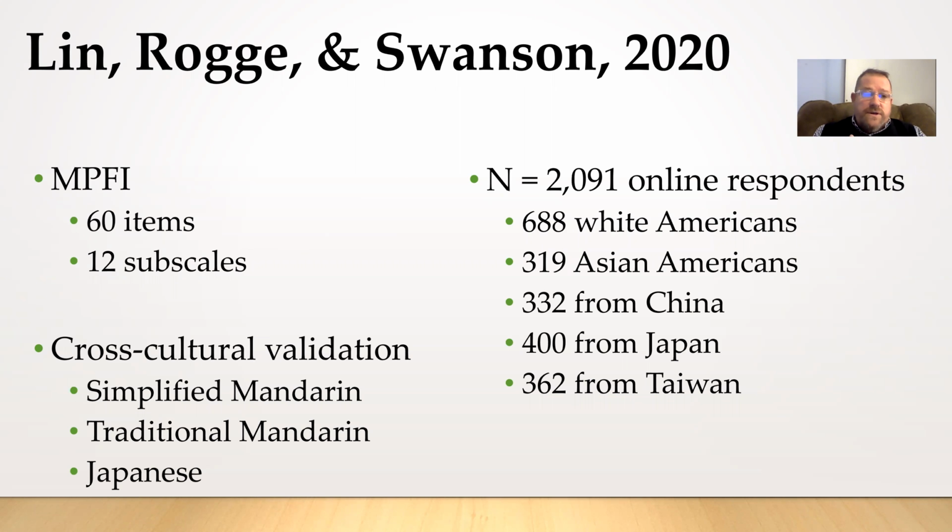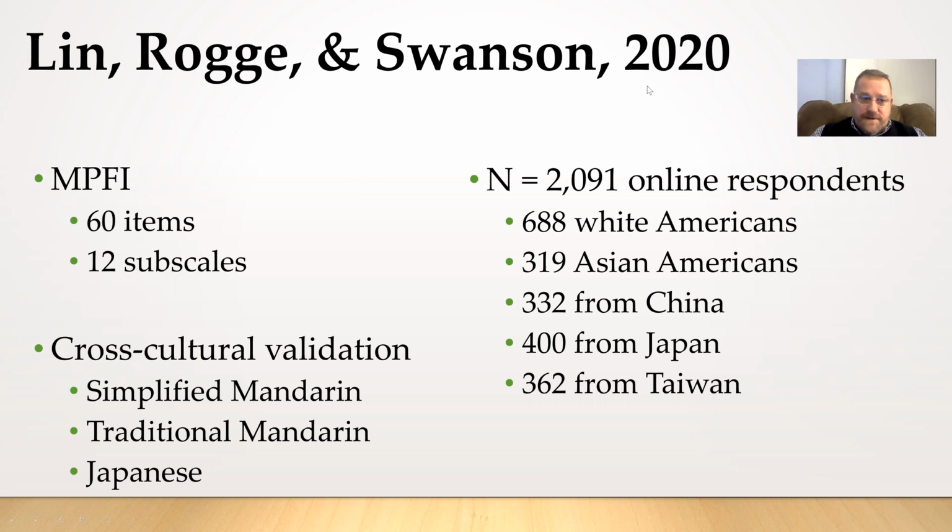So with Yiying Lin, a student from Warner, and her advisor, I did a cross-cultural study. We took data from 688 white Americans, 319 Asian Americans, 332 people from basically Beijing, 400 people from Japan, and 362 from Taiwan. I had created this multidimensional psychological flexibility inventory. It's a 60 item, 12 subscale measure. We translated it into simplified Mandarin, traditional Mandarin, and Japanese, and published this paper validating that scale.